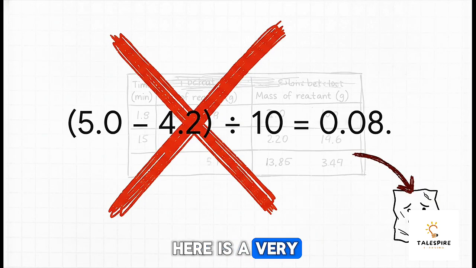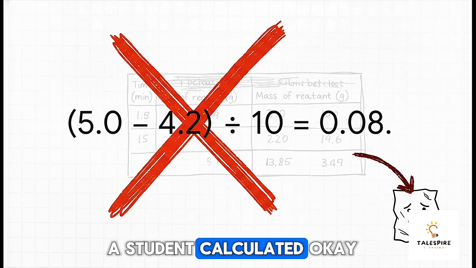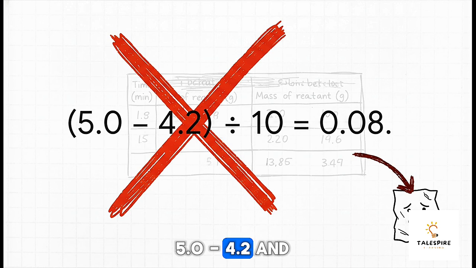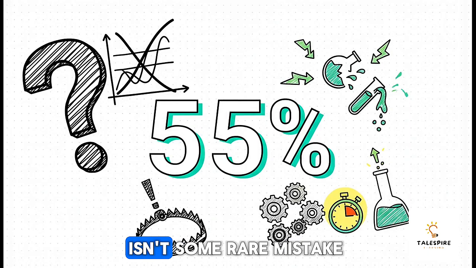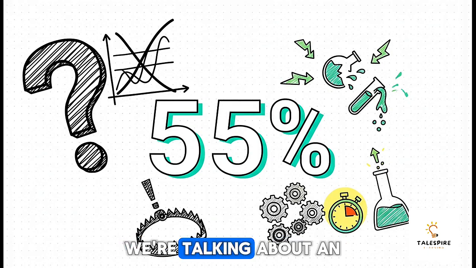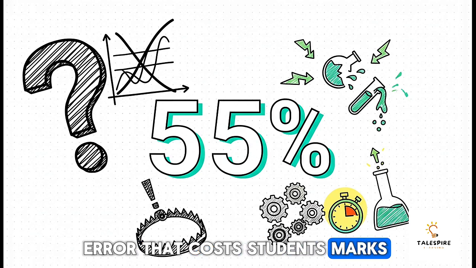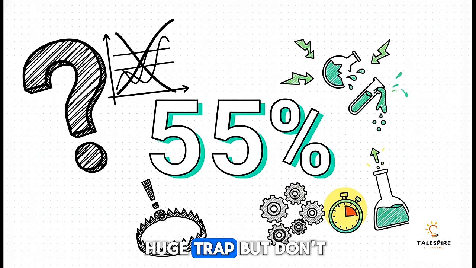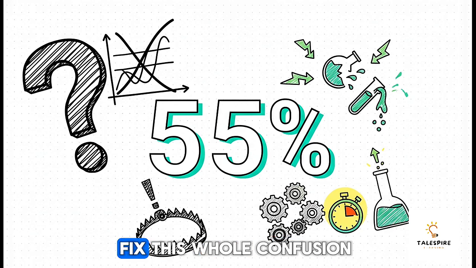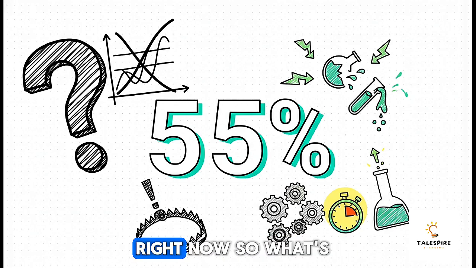Now, here is a very common mistake. A student calculated 5.0 minus 4.2, and then divided that by 10, which equals 0.08. I mean, the math is perfect, right? But they still lost all the marks. So what happened? They used the completely wrong quantity from the table. And believe me, this isn't some rare mistake. We're talking about an error that costs students marks in 55% of these questions. It is a huge, huge trap. But don't you worry, because we are going to fix this whole confusion right here, right now.